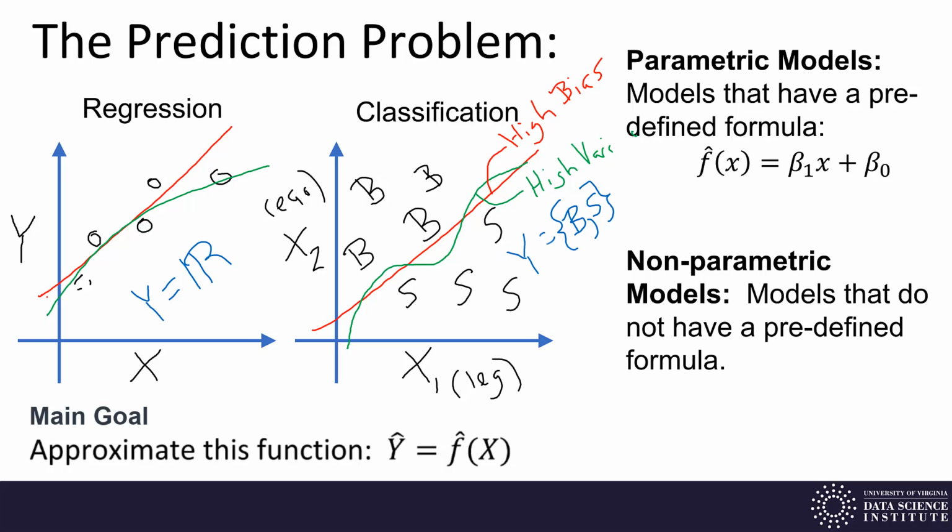As you might imagine, parametric models tend to have a higher bias because there's a predetermined formula that tells us the structure. Non-parametric models, and this is a tendency, it isn't always true, will generally have higher variance because they'll be more able to customize themselves to the data.